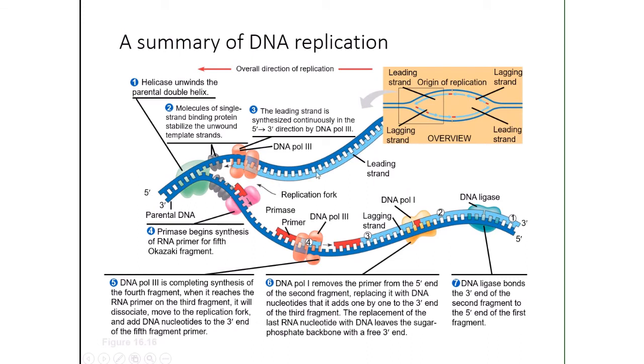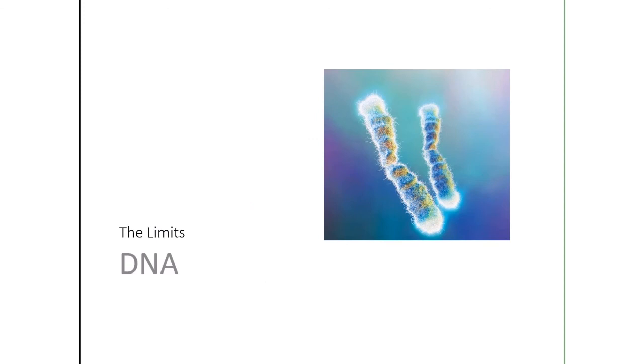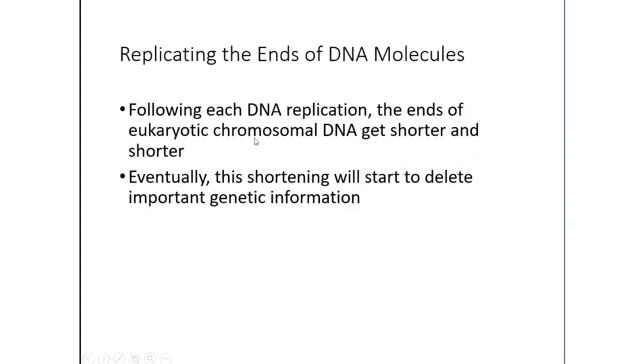This slide summarizes everything that we've just discussed. It's a good summary slide for you to read through yourself, so make sure you do so. There is one limit in terms of the DNA replication process. Following each DNA replication, the ends of the eukaryotic chromosomes actually will get shorter and shorter. Okay, prokaryotes might not have this problem because they sometimes have circular DNA, and that's not a problem for them. And now I'll explain to you why that is important.